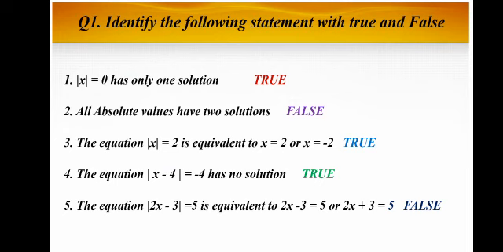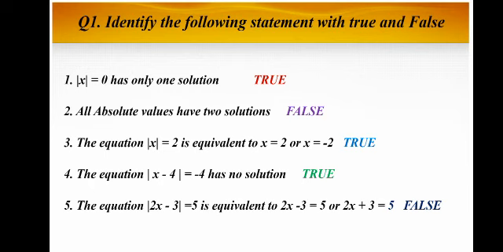The second statement is all absolute values have two solutions. No, it is not compulsory that all absolute values have two solutions. Sometimes in absolute value, the solution does not exist. And sometimes in an equation of absolute value, there is only one solution. Like in the first statement, you can see if the absolute of x is equal to 0, then there is one solution. So this statement is false.